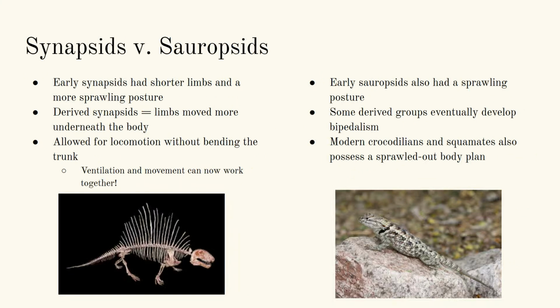Synapsids and sauropsids. Early synapsids had short limbs and more sprawling posture, but eventually they developed some derived characteristics where the limbs move underneath the body, which allowed for locomotion without bending the trunk. That allows ventilation and movement to work together. Sauropsids also had a sprawling posture, though some more derived groups eventually developed bipedalism. Modern crocodilians and squamates also possess a sprawled out body plan. So you can see the difference between the Dimetrodon and this lizard here.